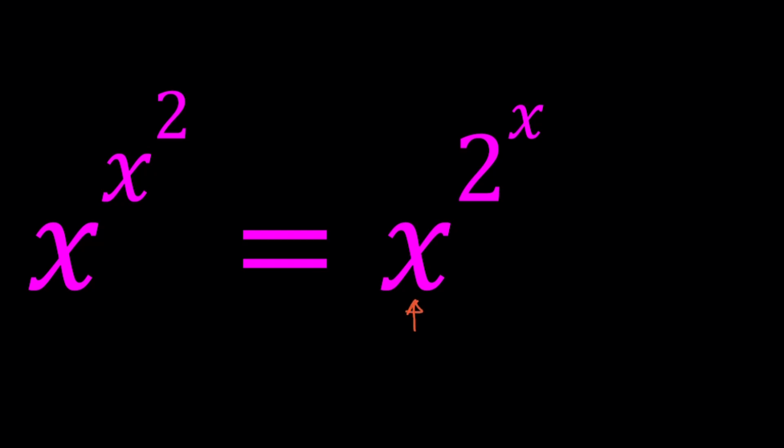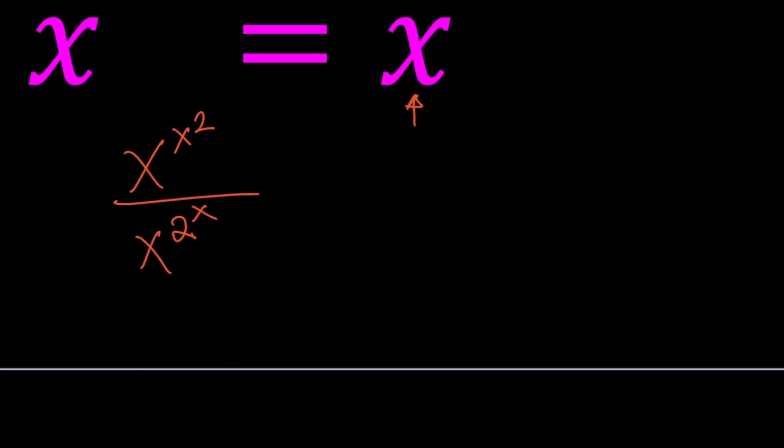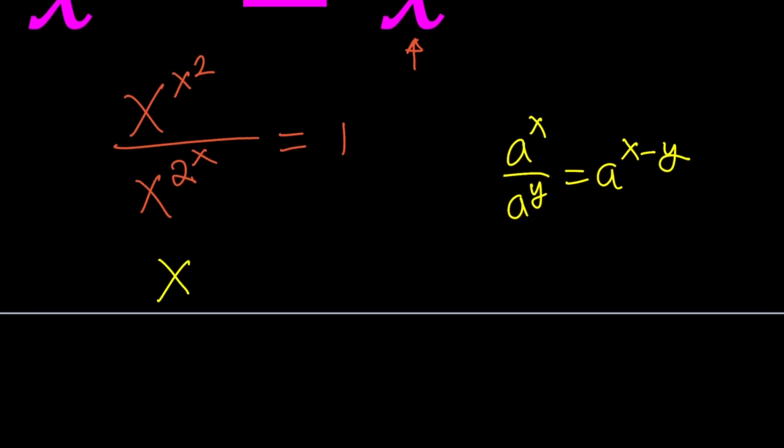So let's go ahead and divide x to the power x squared by x to the power 2 to the power x. Since we divided both sides by the right-hand side, this becomes 1. Now, we're dividing two powers with the same base, so we can use properties of exponents. And what does that say? If you divide two powers with the same base, you subtract the exponents. That's the rule we're going to use here. So it's going to look like x to the power x squared minus 2 to the power x equals 1. Awesome.